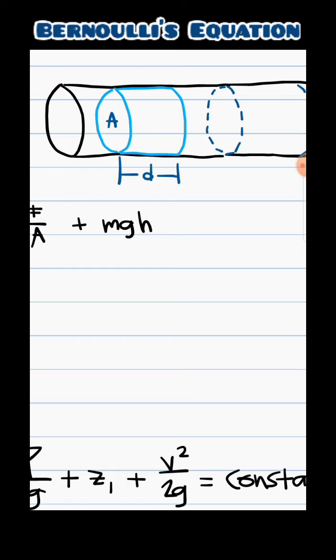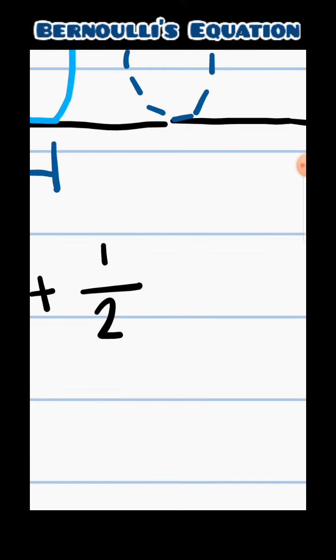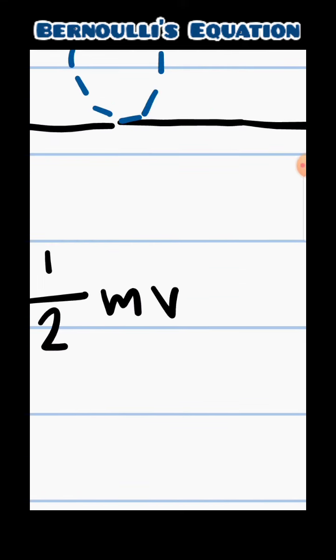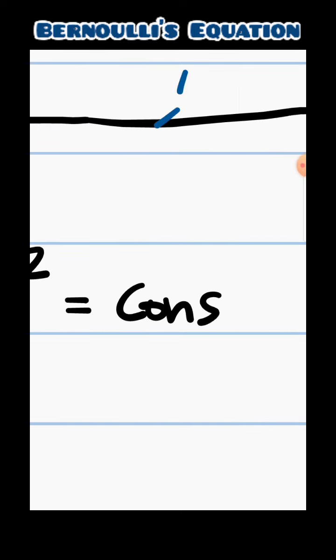Whenever there is motion, as that potential energy is released, some of it will be converted into kinetic energy. That's why we have this term right here. A moving fluid has a kinetic energy of 1/2 mv squared. So we said that is equal to a constant.